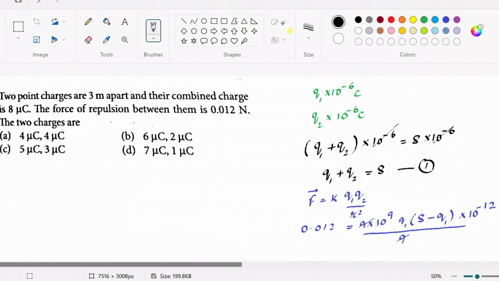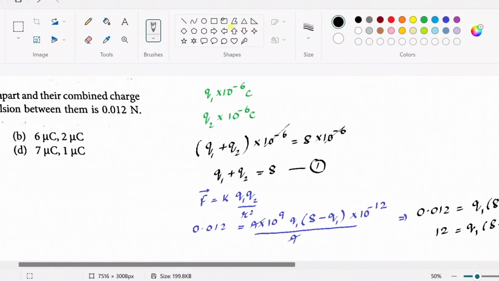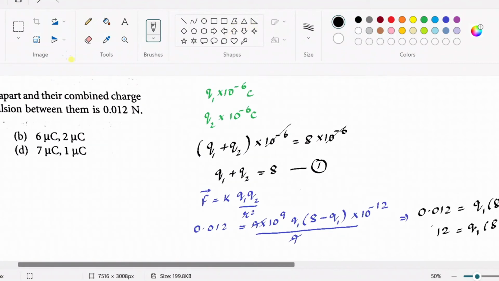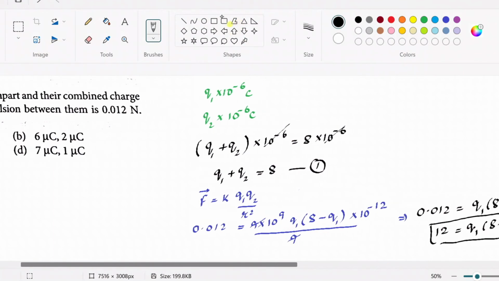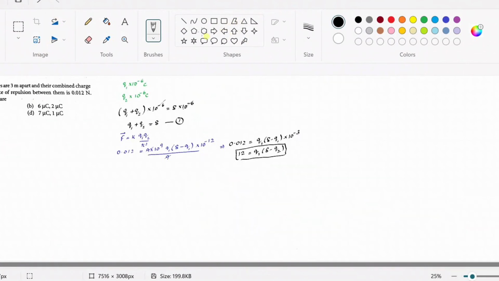Okay, now we have to use our quadratic formula. You can use quadratic formula to simplify this, but you can directly also solve it. Okay, look at this. You can simply put the values here. So if I take the first value, Q1 as 4, it will be 4 into 8 minus 4. So this will be 16. That's not possible. So the first option is not correct.